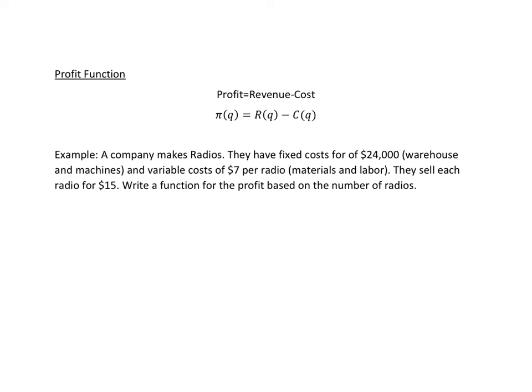So we're going to use our previous example with our radio company. And we already know their revenue function and their cost function. And we want to write a profit function for this company. So I would say pi of q equals the revenue function minus the cost function.